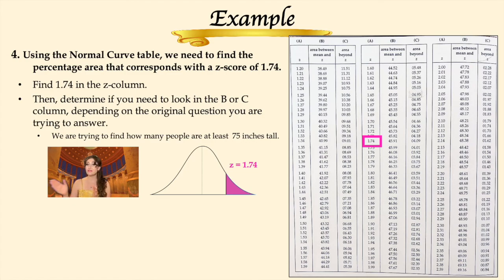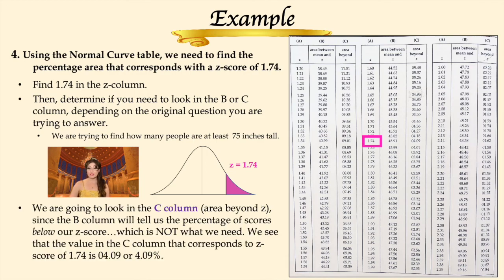We're looking for 75 inches and taller, so we're going to shade the area to the right. This is also a good indication that we should be looking in the C column. The C column is the area beyond Z. Because we're looking to the right of Z, the opposite of the mean, that is the column we need to be looking in. And we can see that that number is actually 4.09 or 4.09% essentially is what this means.